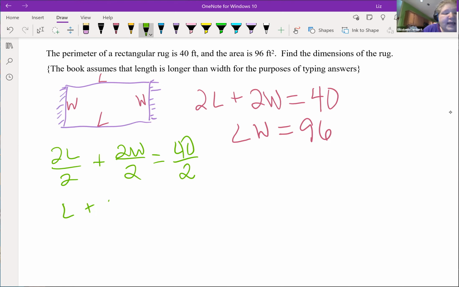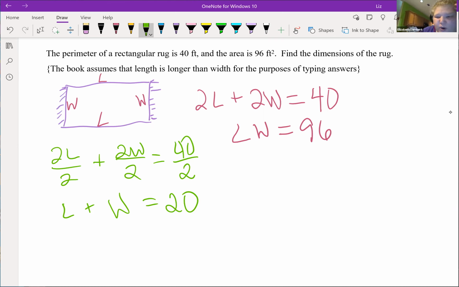So 1 length and 1 width has to add to 20. And there's only so many whole number pairs that would do that. And you could actually just sit here and say, oh, 10 and 10, that multiplies to 100, not 96. Next. 9 and 11, that's 99, still not 96. Next. 8 and 12, oh. Or we can solve it.